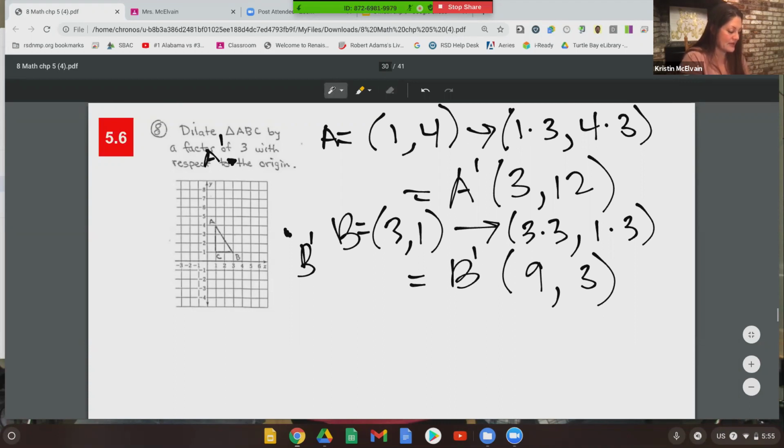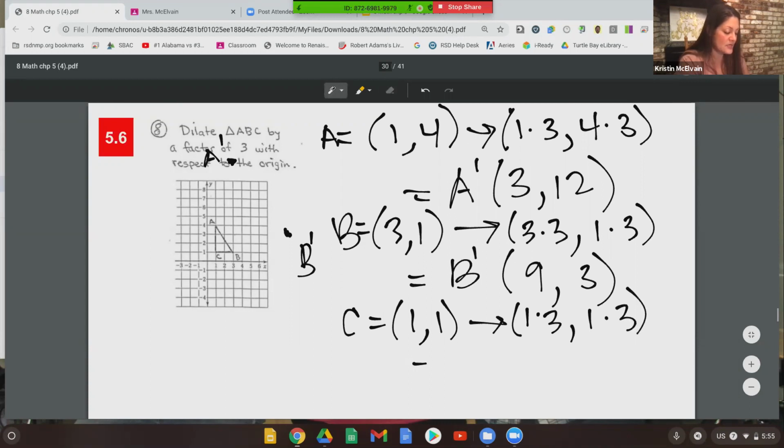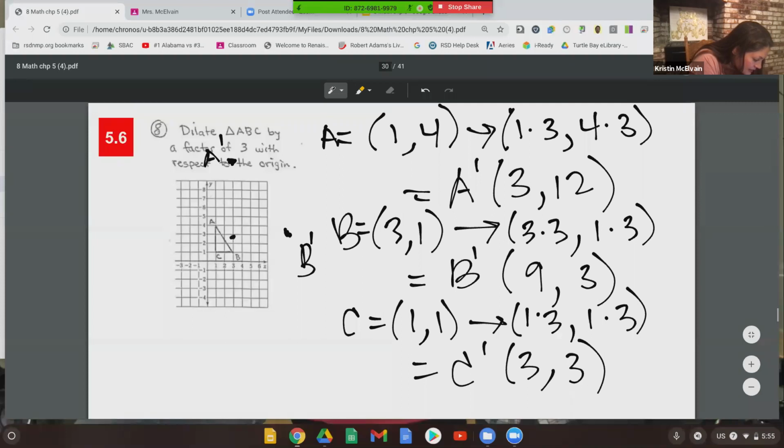Okay, so now we have C. Our pre-image of C is at 1, 1. We're going to dilate it by 3. So multiply each point by 3. Easy. Which gives us a C1 of 3, 3. And that one is on my graph here, right there, C1.